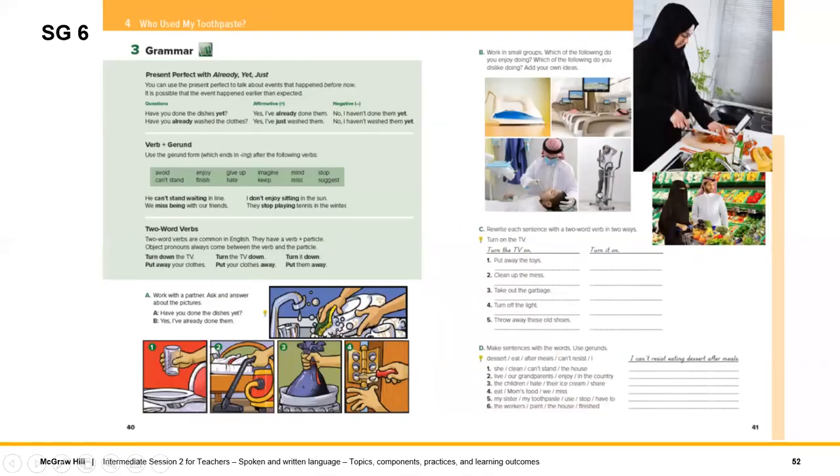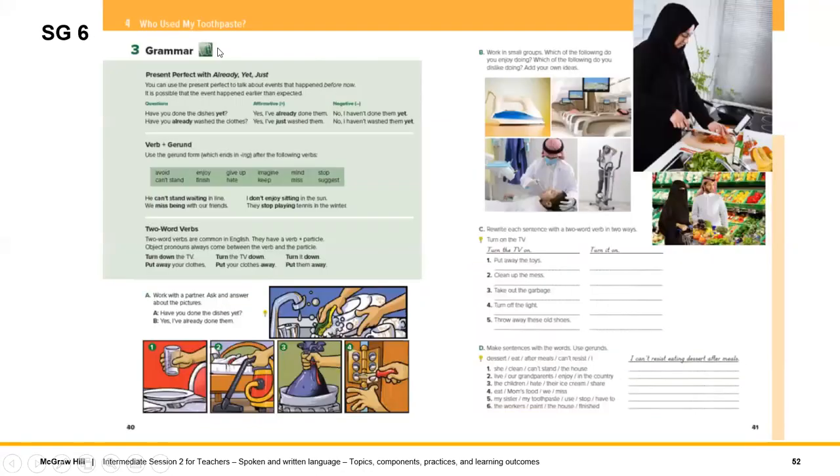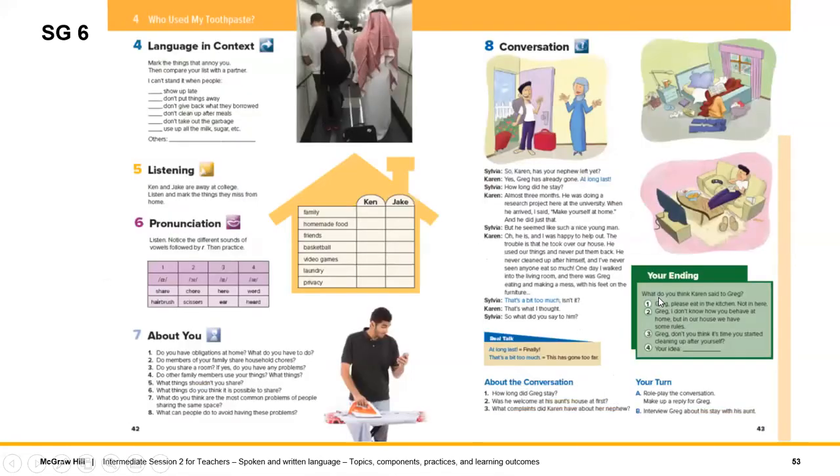So you can move on to this. The grammar here is present perfect with already, yet, just. But what you're getting is this helps you present that in context, and then you go on to the form and isolate it and do your practice and all that. This one is language in context.